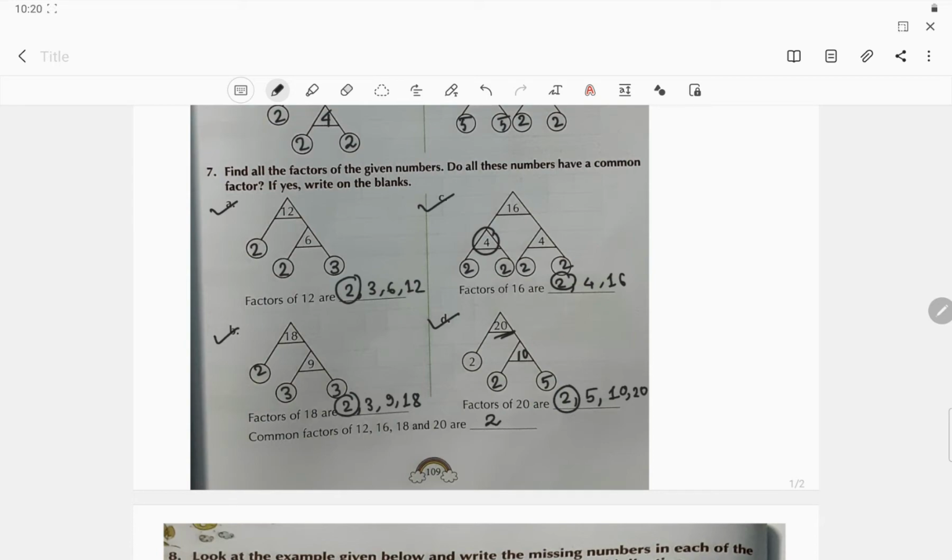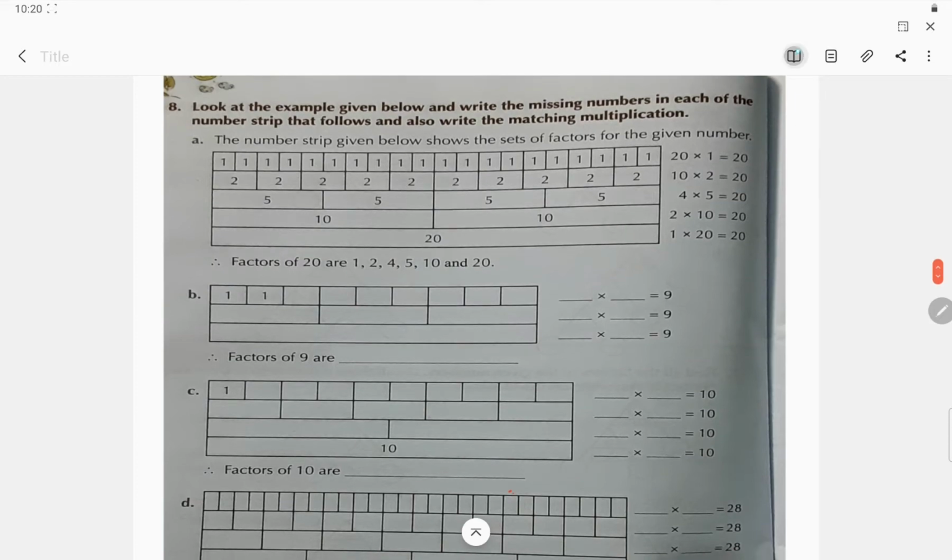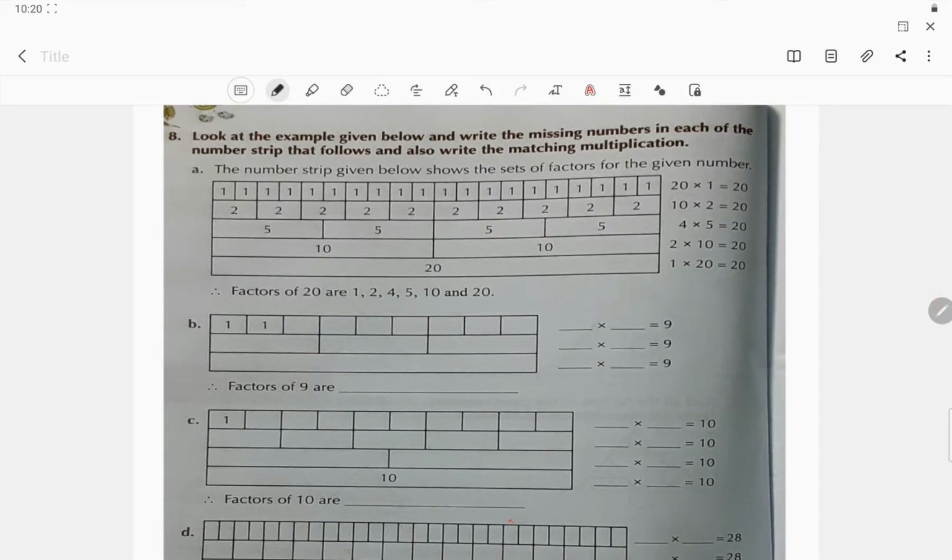And this is all about exercise 7.2. Okay, now it is not finished. Now look at page number 110. There is an example. Look at the example given below and write the missing numbers in each of the number strips that follow, and also write the matching multiplication.